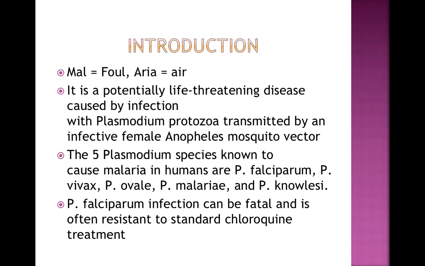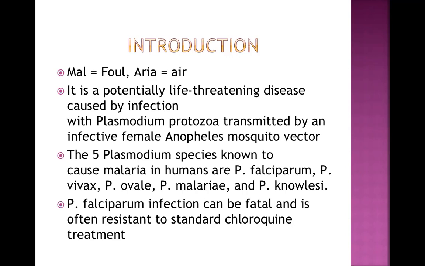Now, how many Plasmodium species are there? Okay, 4 very common species and 1 recently found species. So those species are Plasmodium falciparum, Plasmodium vivax, Plasmodium ovale, Plasmodium malariae, and Plasmodium knowlesi. The first 4 are relatively more common than the last one. Plasmodium knowlesi is a recently found species of Plasmodium.